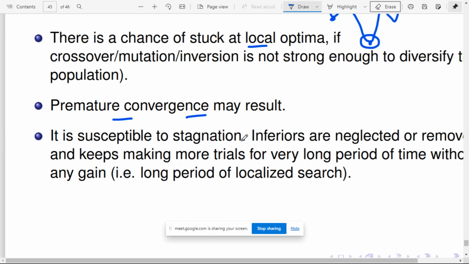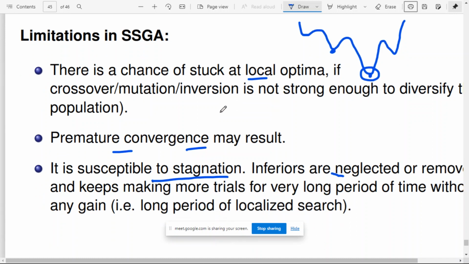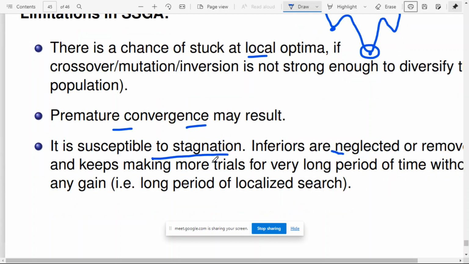It is susceptible to stagnation. Inferiors are neglected or removed and it keeps moving through trials for a very long period of time without any gain. So the algorithm is susceptible to stagnation in the sense that it progresses very slowly, because in each iteration we select only two individuals, perform offspring creation, and then check whether the convergence is met or not. So to identify the solution it may take a long period of time. So it may get into stagnation also, right?